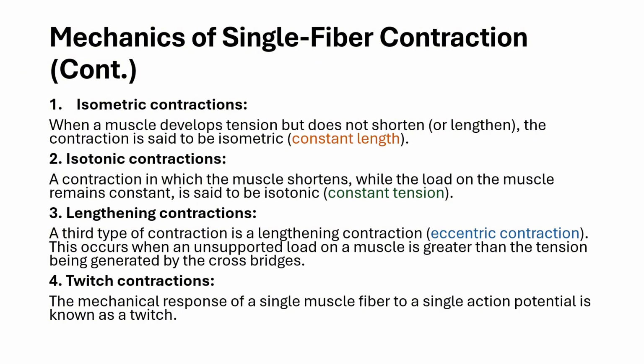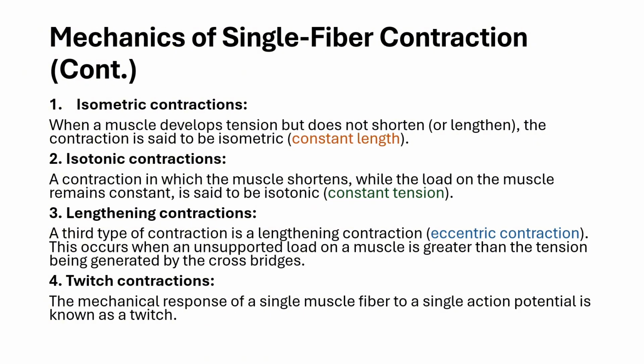Number three is lengthening contraction, also known as eccentric contraction. These occur when a muscle lengthens while under tension. This happens, for instance, when you lower a heavy object or walk downhill and the force generated by the muscle is less than the load it's supporting. These contractions are critical for controlled movement and resisting gravity.